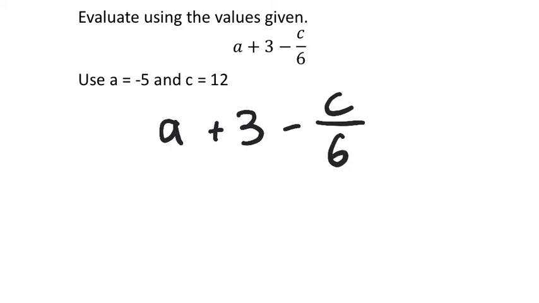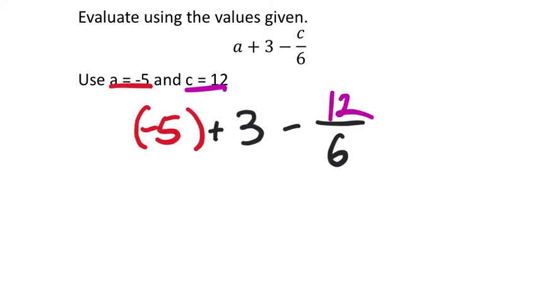All right. So it says here that A is negative 5, so let's replace the A with negative 5. And there's only one A. It is negative 5, so I'm going to put this in parentheses on purpose. And then it says here that C is 12, so let's replace that C with 12.